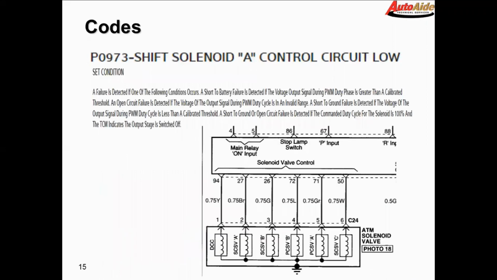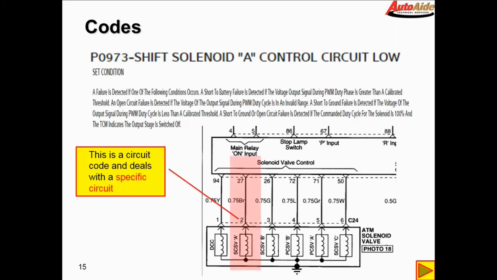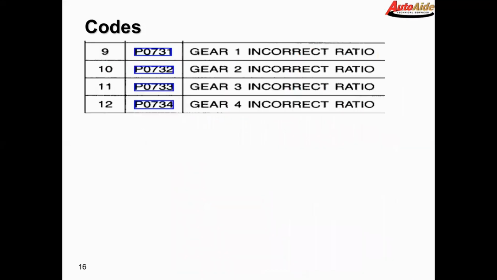And then we have this type of code, which is basically a circuit code. In this particular case, if you read the code, it's very specific as to which solenoid is defective. There's some information there on how it drives the circuit, all that kind of stuff. But just looking at the wiring diagram, you can see that it's power side switched because the solenoid is constantly grounded. So that would be a fairly easy code to test.